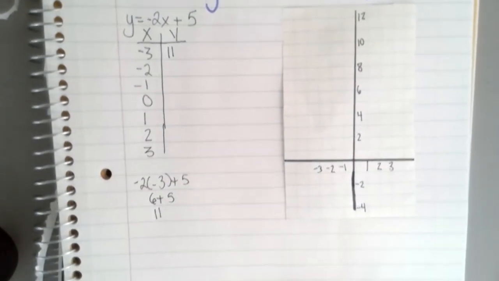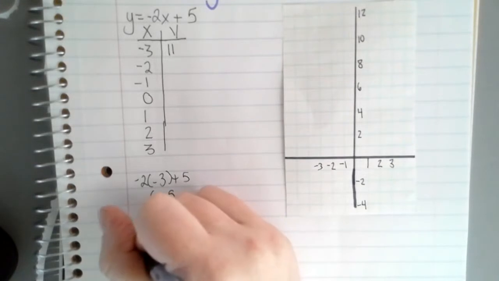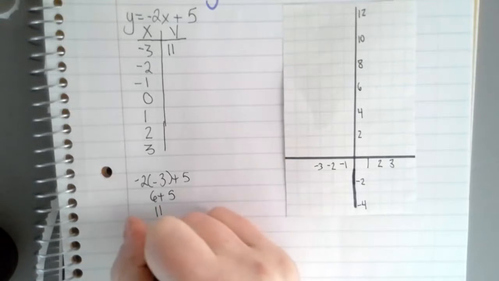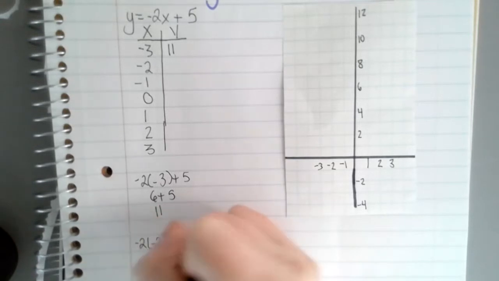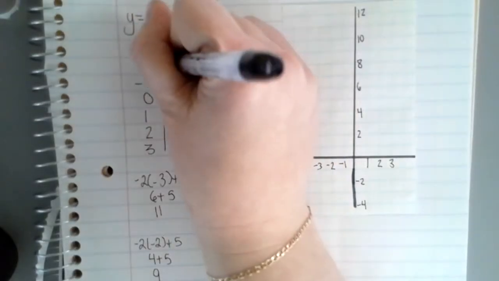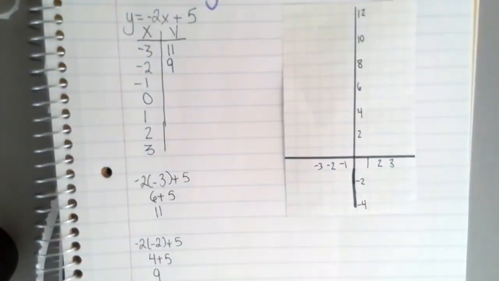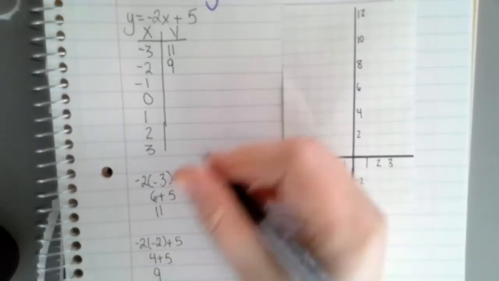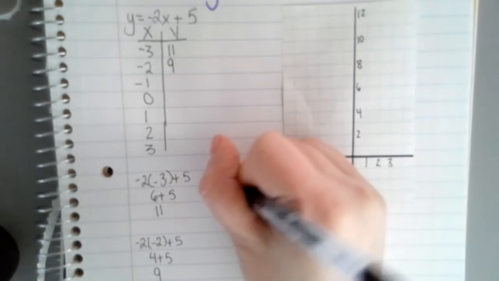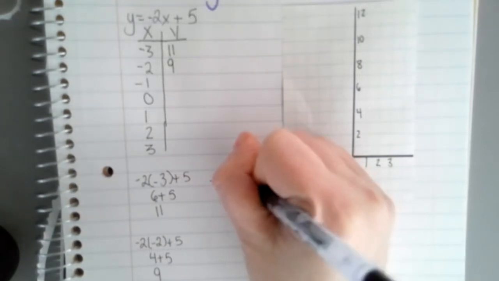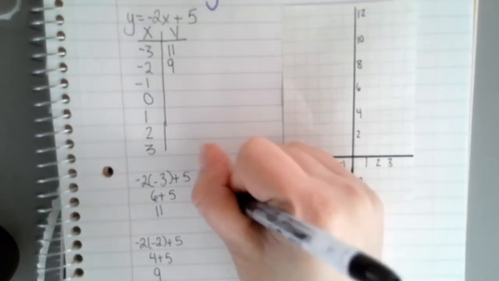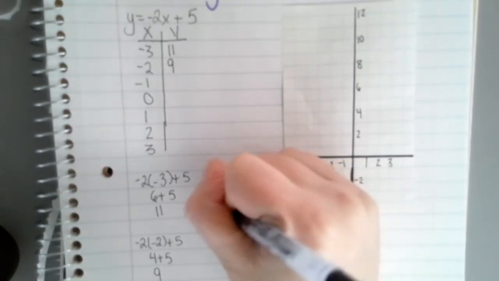Continuing on, I'm going to do it with the next value. So we're going to have negative 2 times negative 2 plus 5, which is going to give me 4 plus 5, which is going to give me 9. After a little bit, you might start to see a pattern, and then you might be able to fill the rest of them in without necessarily writing all of this down. I'll do another one to make sure that we can pick up on our pattern. So we have negative 1 times negative 2. It's going to give me 2 plus 5, which is going to give me 7.